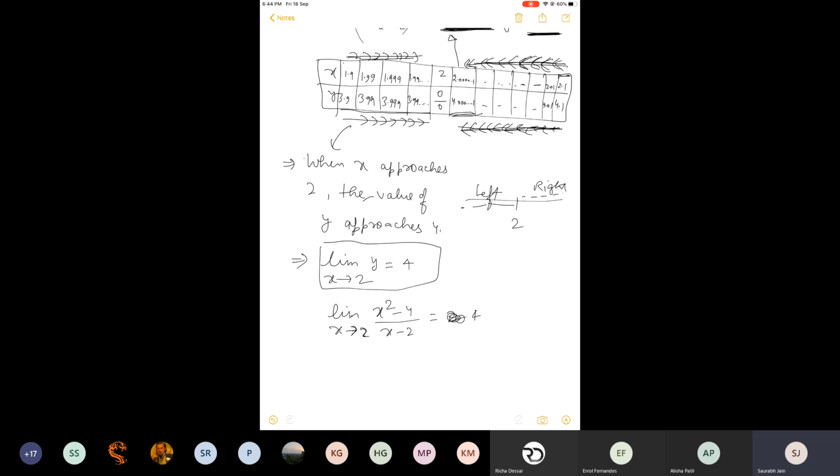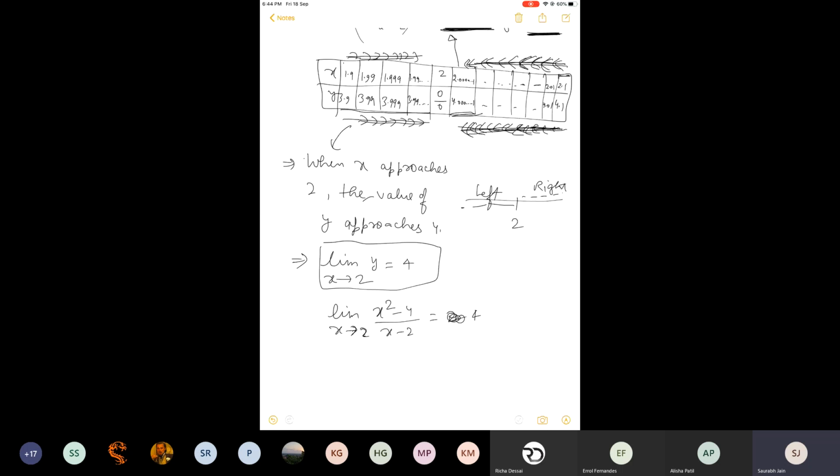One important thing: when you are approaching x from the left side and right side, the value of y should approach a particular number only. Like from this table, from the right side y is coming towards 4, from the left side also y is coming towards 4. That is why from both sides it is approaching a particular value only. Then only I will say that the limit exists and its value is equal to that particular number, which is 4 in this case. If from the left side it is approaching some other number, and from the right side some other number, then the limit will not exist.